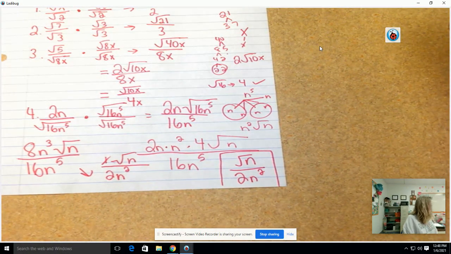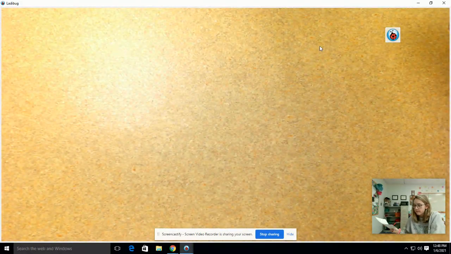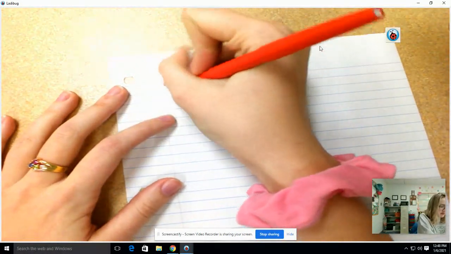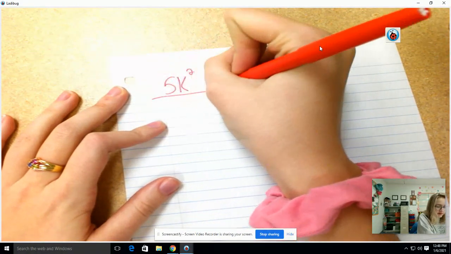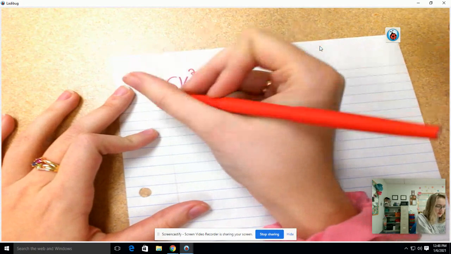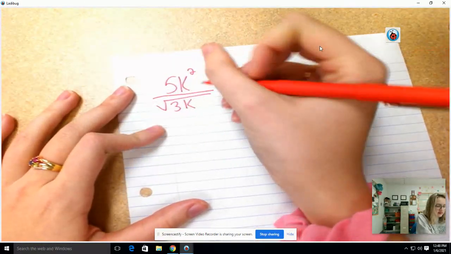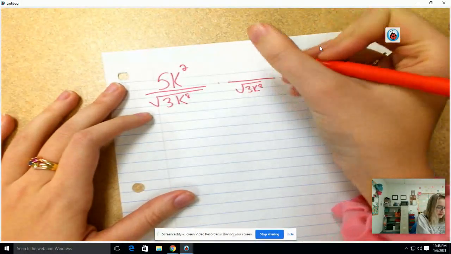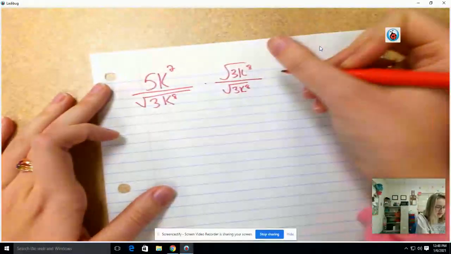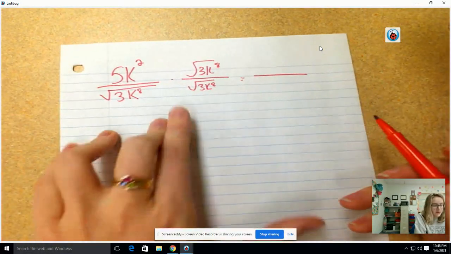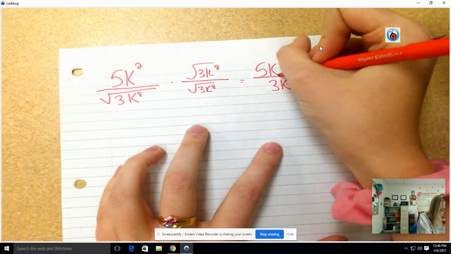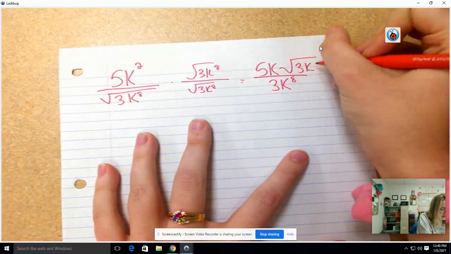We will do one more example. All right, let's say that we have 5k squared over radical 3k to the 8th. Same thing, we're going to multiply by radical 3k to the 8th, top and bottom. Multiplying radicals, they cancel, so we're going to be left with 3k to the 8th on the bottom. On top, these we cannot combine, so we just multiply them like so.